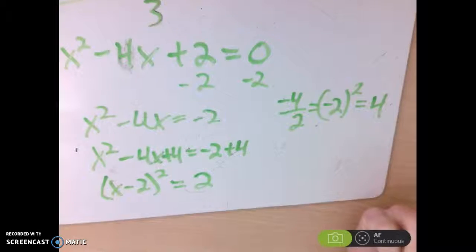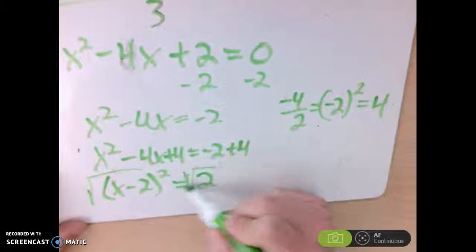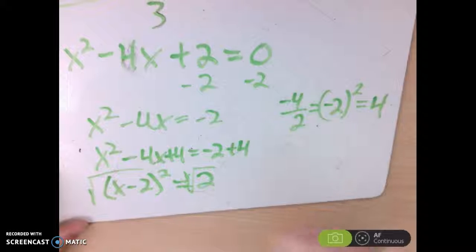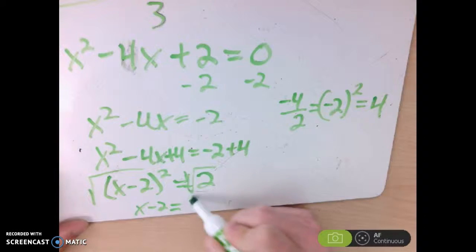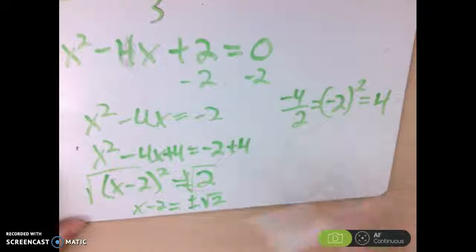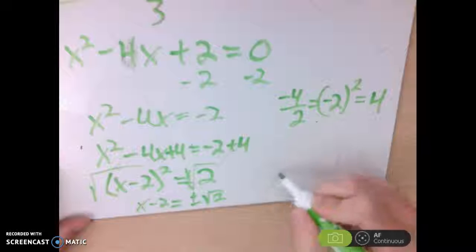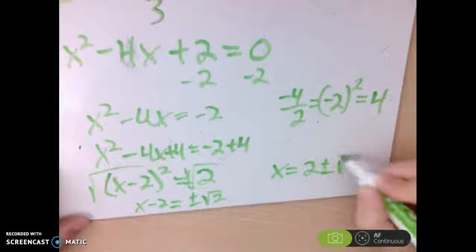So now I'm just going to solve it. Square root, don't forget plus or minus, that's the most important part. So I get x minus 2 equals plus or minus the square root of 2. And now I have to add 2 to both sides. So I'll get x equals 2 plus or minus the square root of 2.